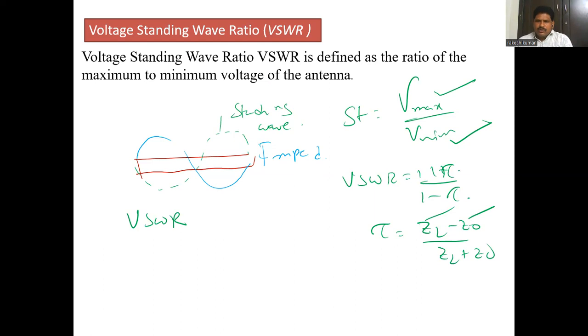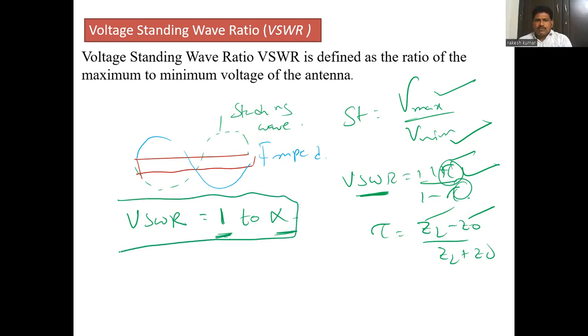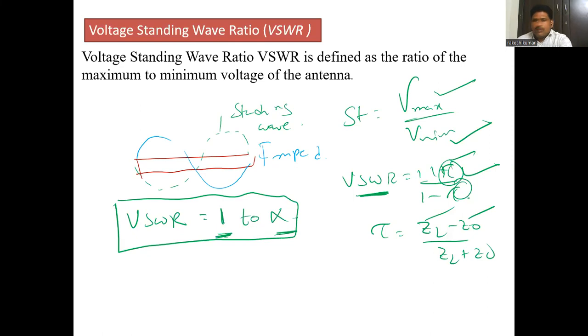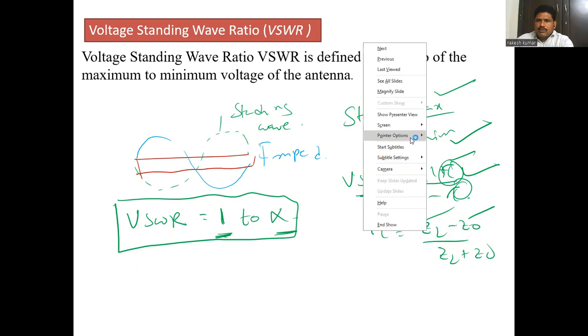Okay, if you observe in this formula, the range of VSWR you want to keep in mind is from 1 to infinity. Whatever may be the value of tau, the minimum value of VSWR is 1, and the range is from 1 to infinity.